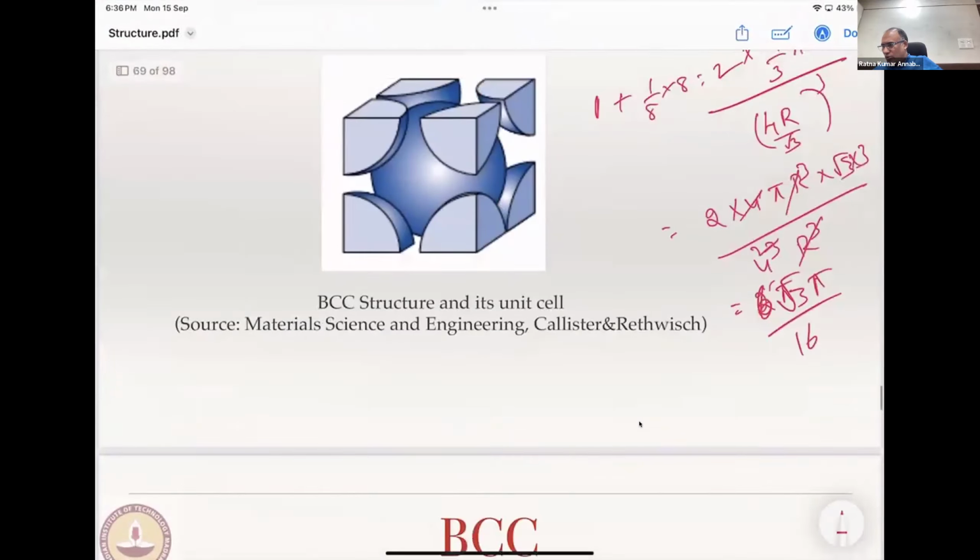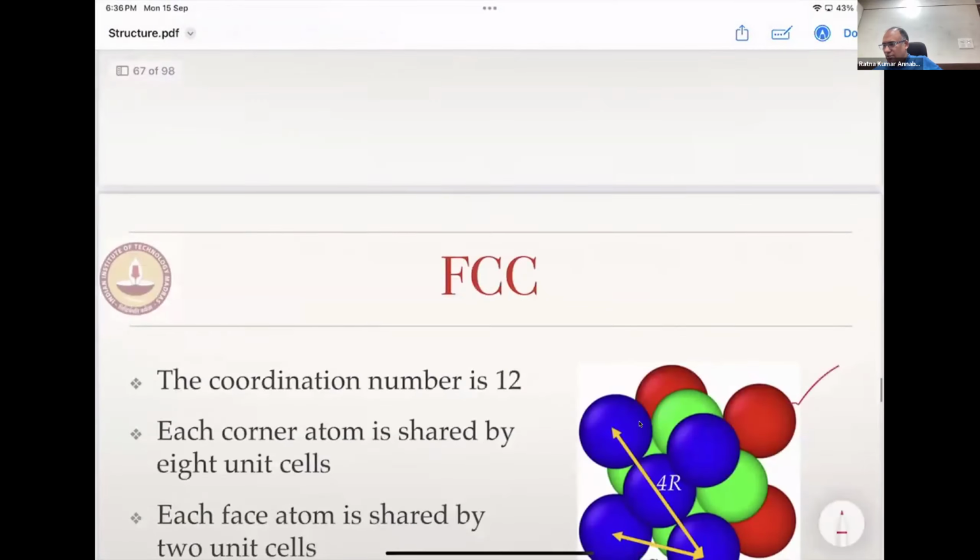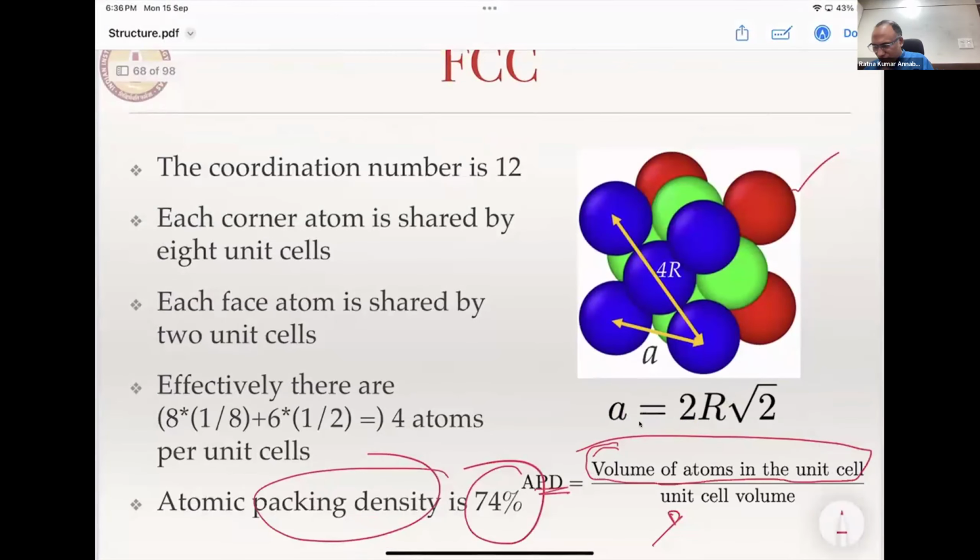But there is one more thing that I wanted to talk about. In a three-dimensional state, not only the packing density, there is something else that is very important, called coordination number. What is the meaning of coordination number? It is how many nearest neighbors there are for each atom in the crystal structure.